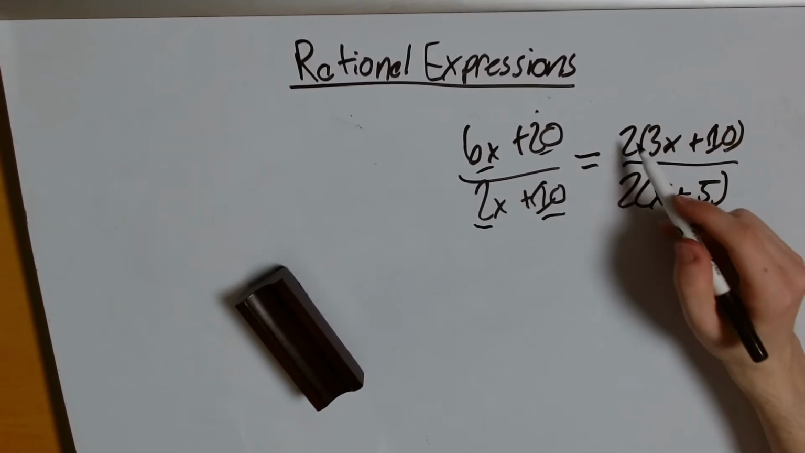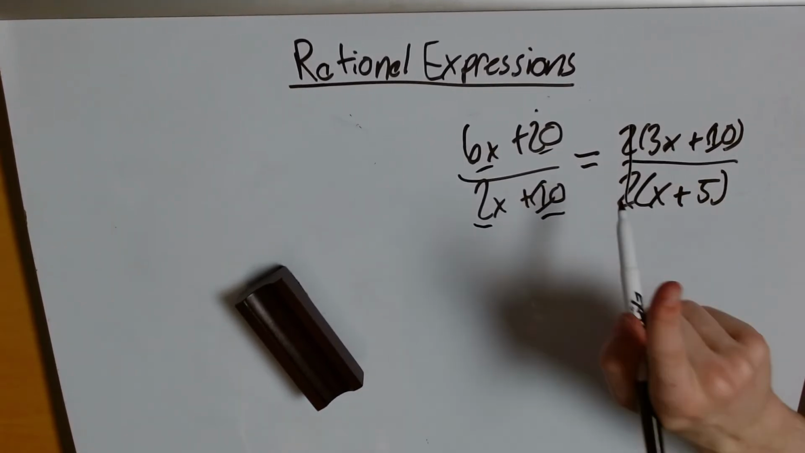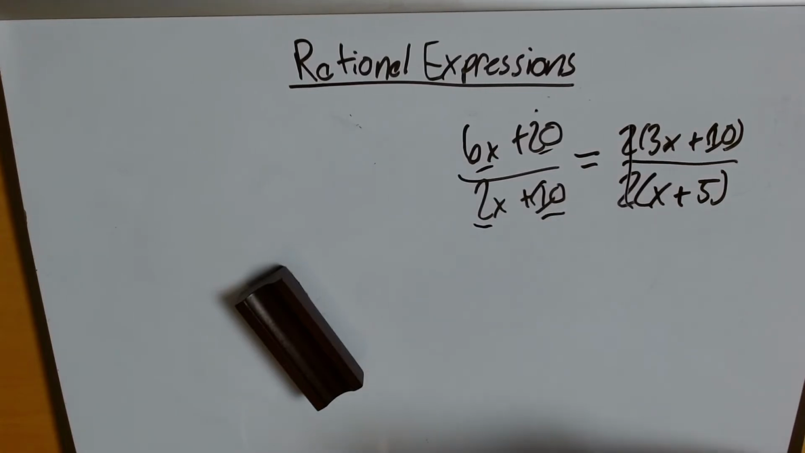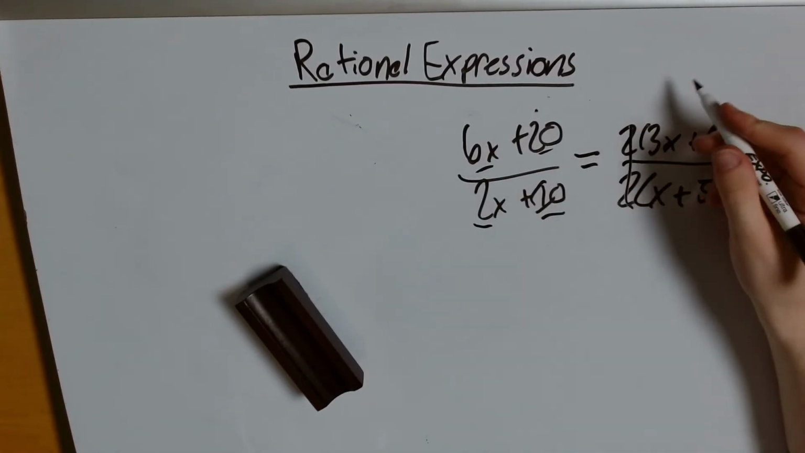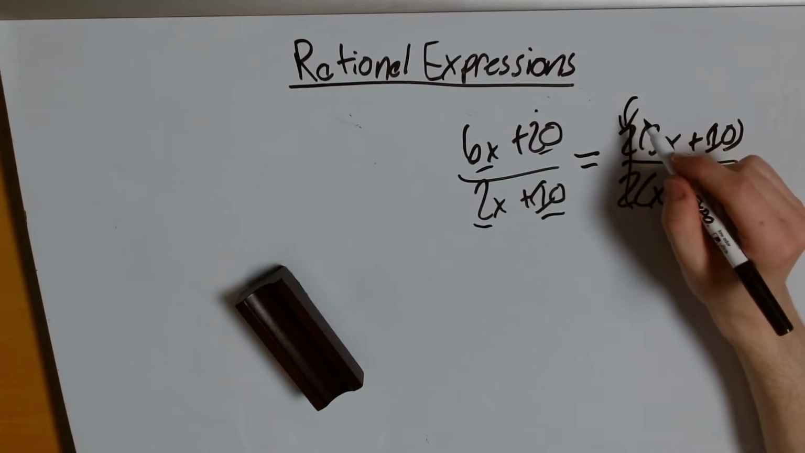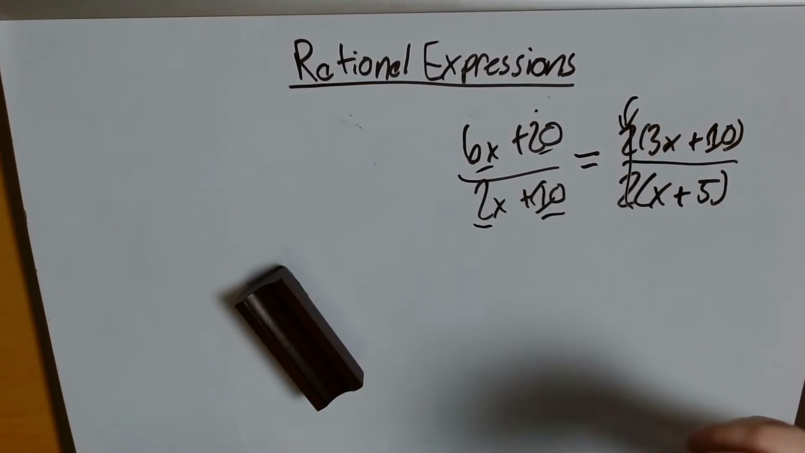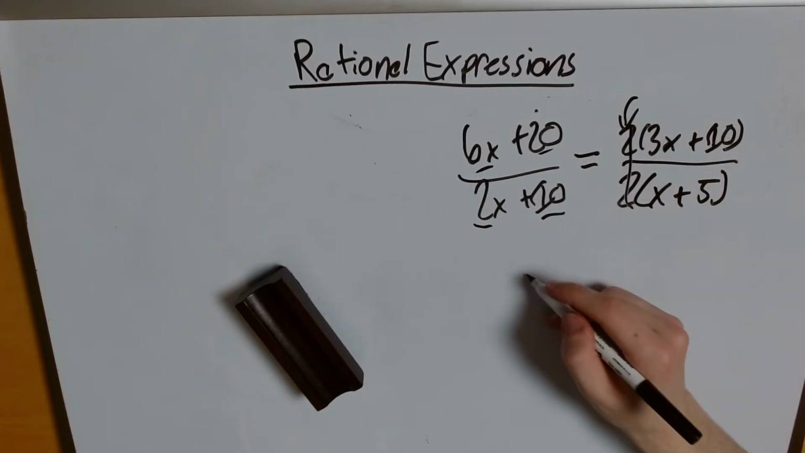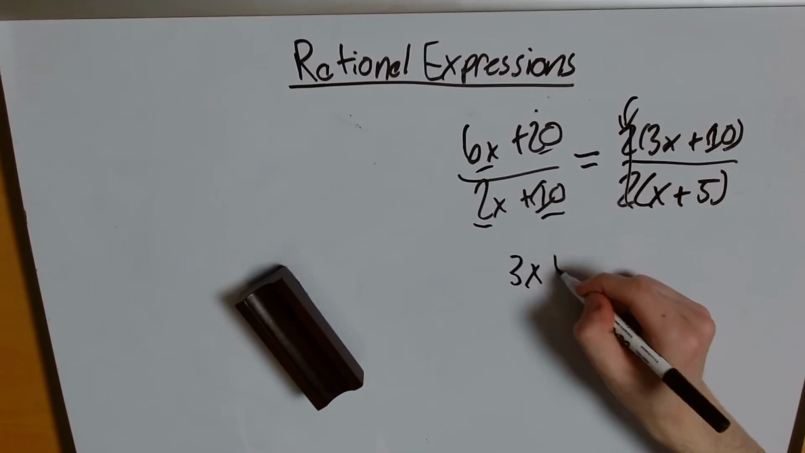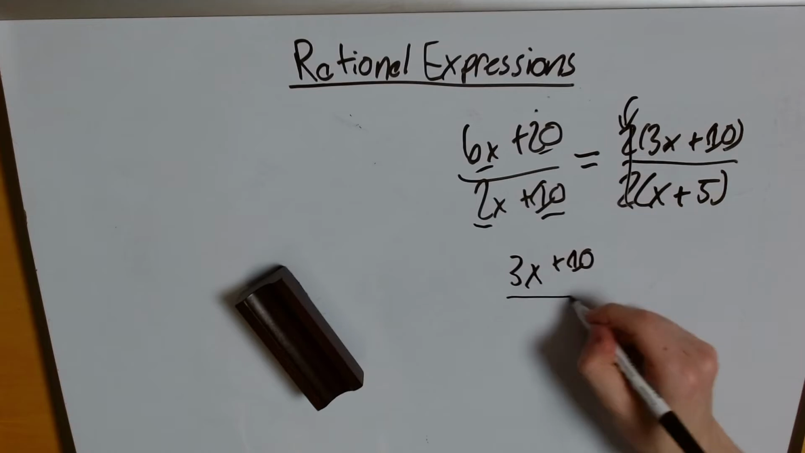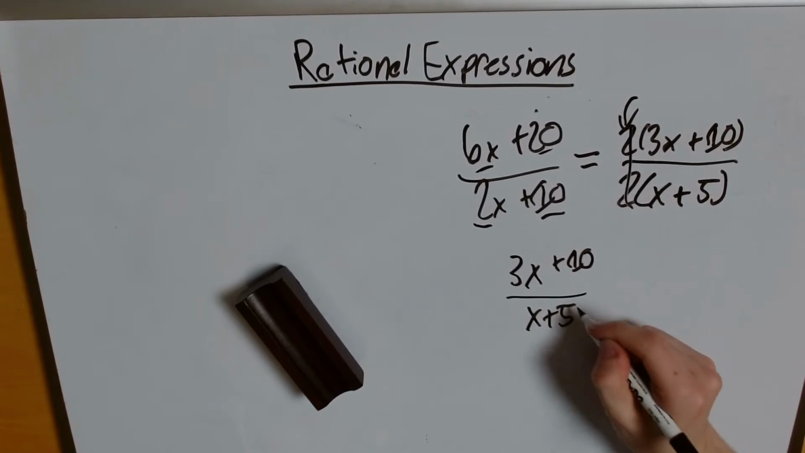2 over 2, I can cancel that out. I don't have to worry about that being a hole because that's not an x, right? I can't plug in a value to get this to be 0. It's always going to be 2. It just is. So I don't have to worry about that. So I'm left with 3x plus 10 over x plus 5.